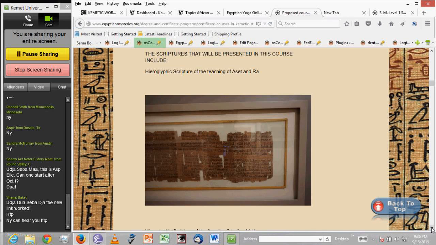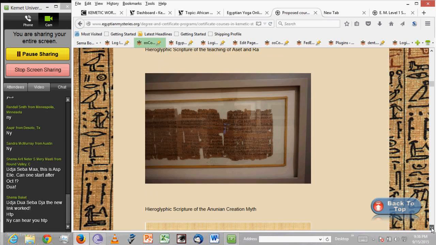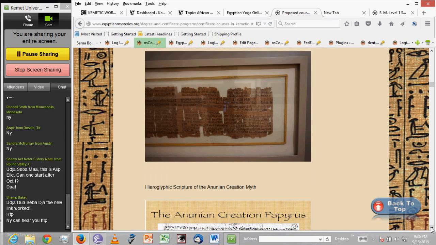And with each lesson, each week, you're going to get a PowerPoint presentation with the hieroglyphic text, so that you'll have it as we're working through it. You'll be able to flip through it, look closely and work with it. And there's going to be a lot of interesting things given, a lot of interesting metaphysical aspects and in-depth study of individual words. There's going to be a lot of that.